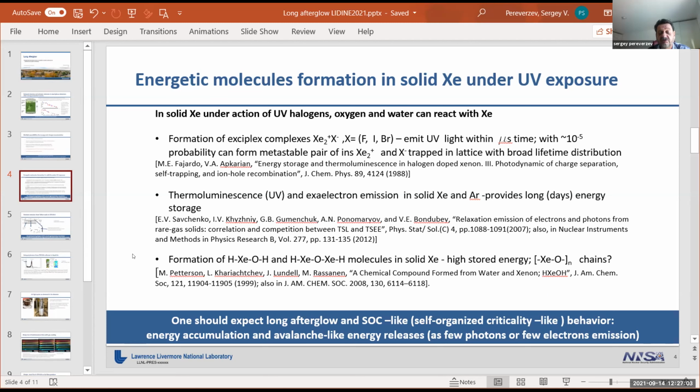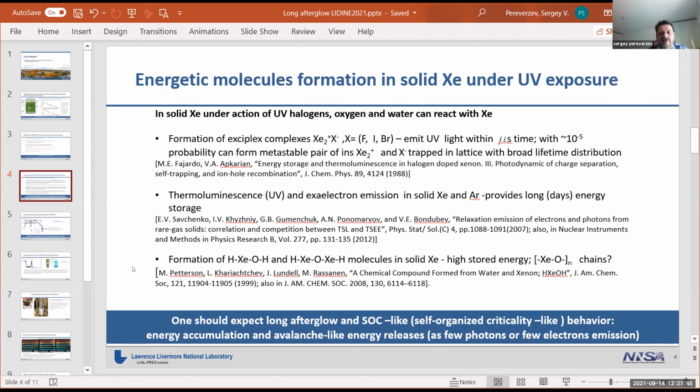So in general, there's a well-known, studied example in nonlinear thermodynamics called self-organized criticality dynamics. If you produce long-living excitations in the system, and they can interact, these interactions can lead to relaxation of these excited states in an avalanche-like fashion. And in these relaxations, you can produce several electrons or several photons. So it's called self-organized criticality dynamics.